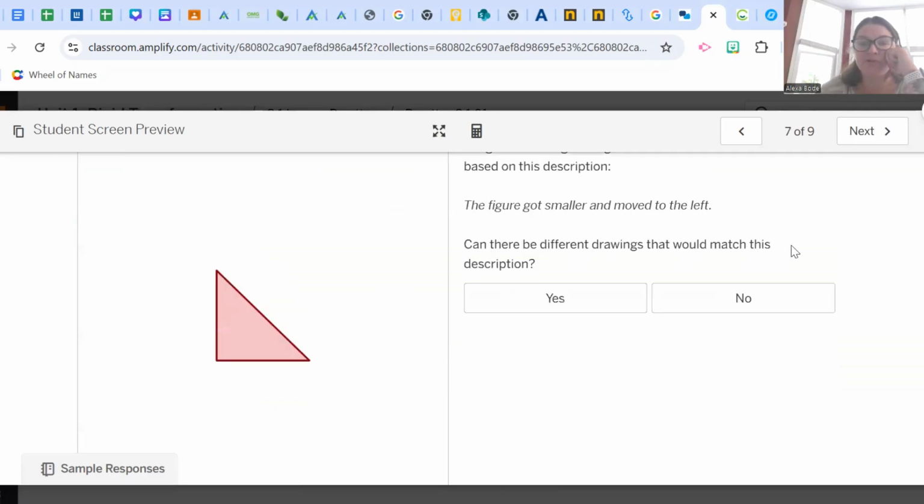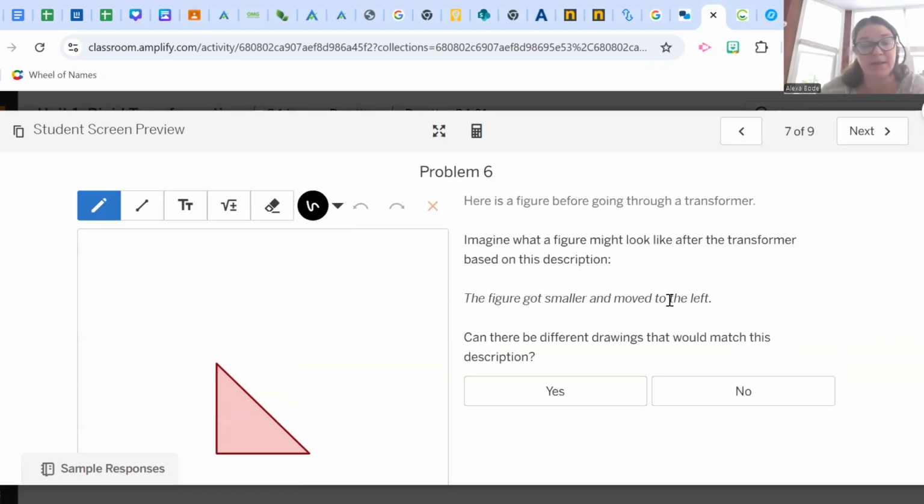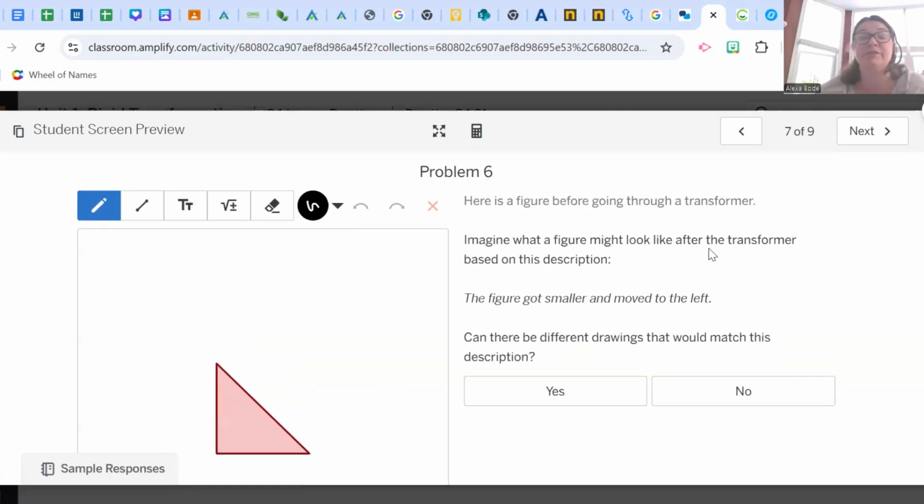And then can there be different drawings that would match this description? Could you have done something else, or drawn it differently? Might one of your classmates have drawn it differently? Or in a different spot, maybe, or a different size.